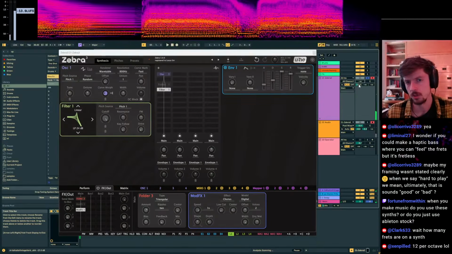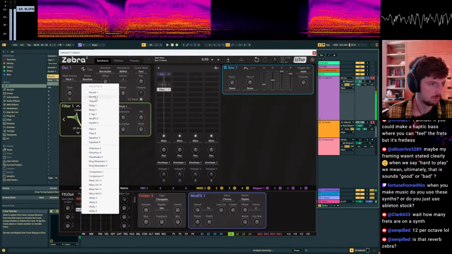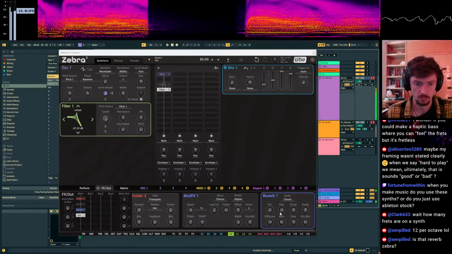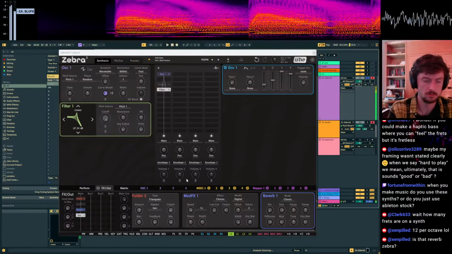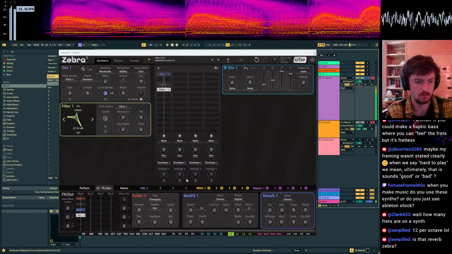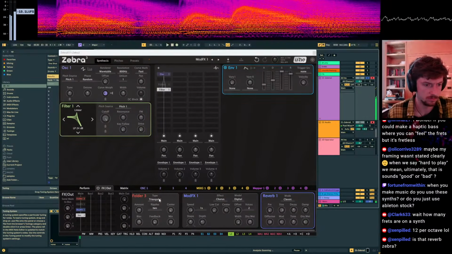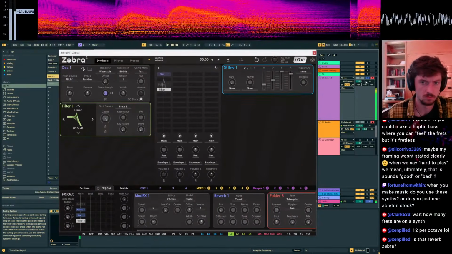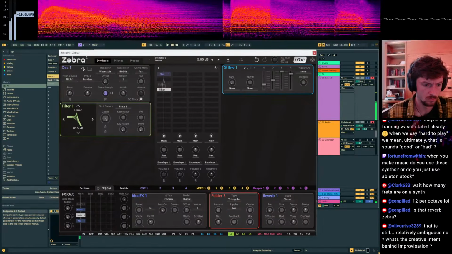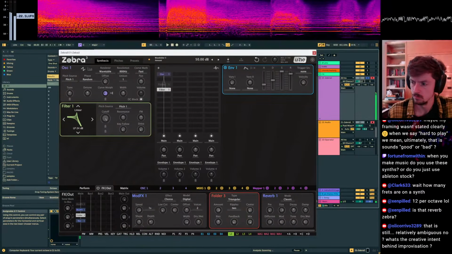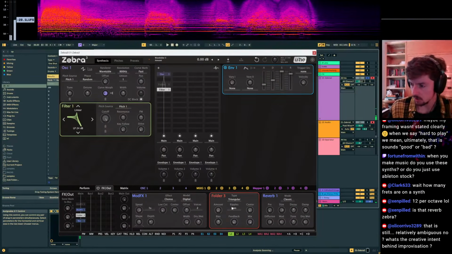No, the reverb is Valhalla vintage reverb. What's the creative intent behind a relatively ambiguous?